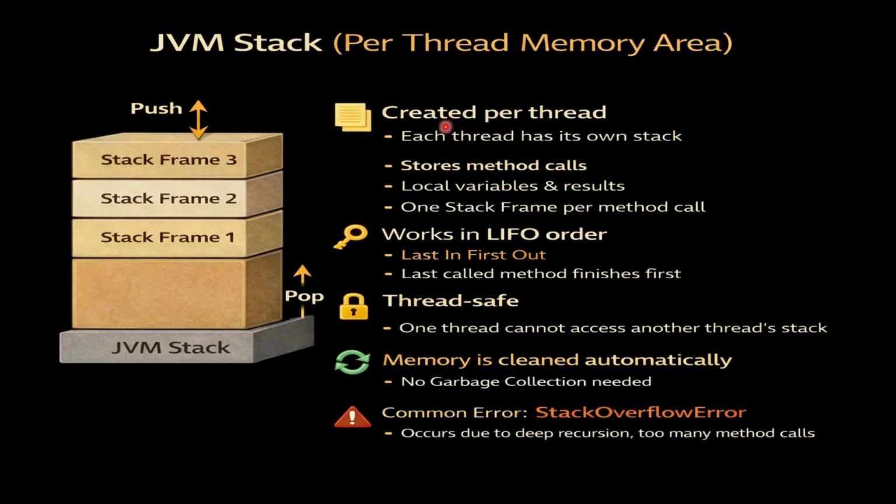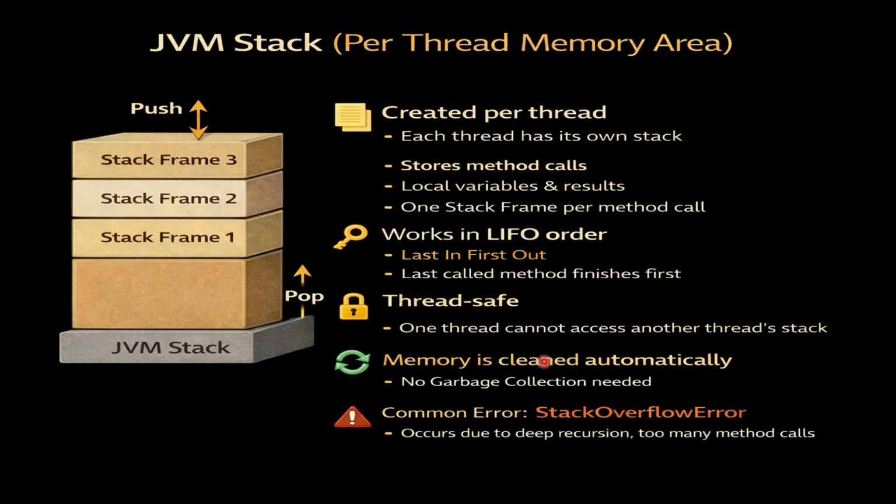Now let's go to JVM stacks. A JVM stack is created per thread. Each thread has its own stack. Stack stores method calls. For each method call, one stack frame is created. A stack frame contains local variables and method results. Stack works in LIFO order, last in first out. The last called method finishes first. Stack is thread safe. One thread cannot access another thread's stack.